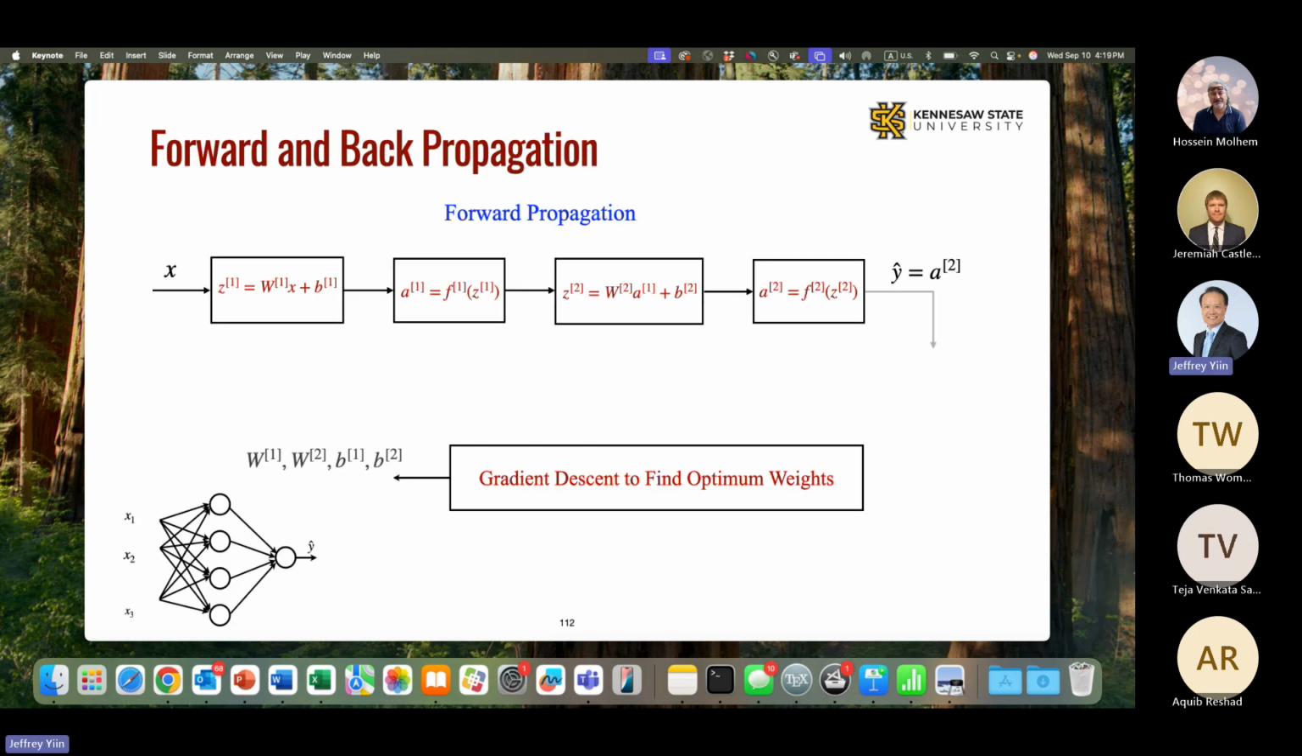Okay, let's put this together. Now we have seen this. We use a loss function. We calculate the output based on forward propagation. Then we calculate the loss function, and we use back propagation to update the weights by using gradient descent. Now we know the key for gradient descent is those partial derivatives, those 21 parameters we need to calculate in order to update the weights.